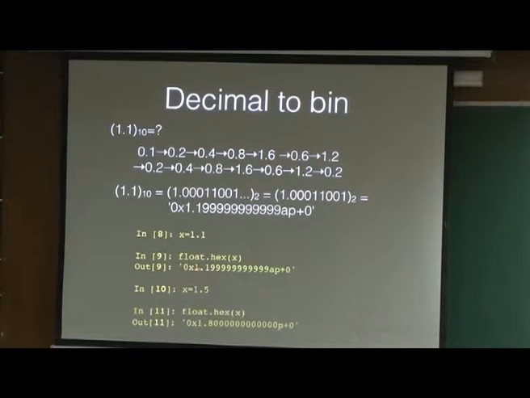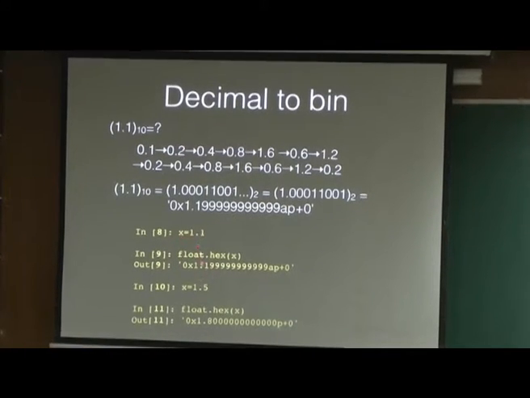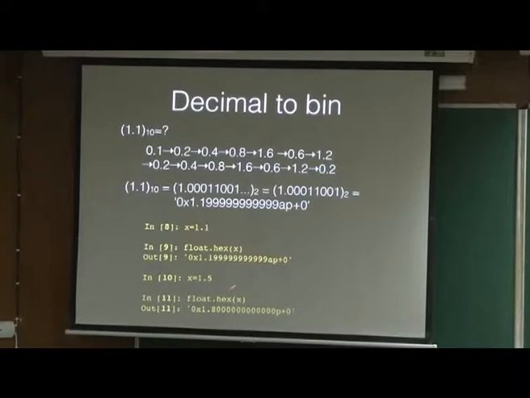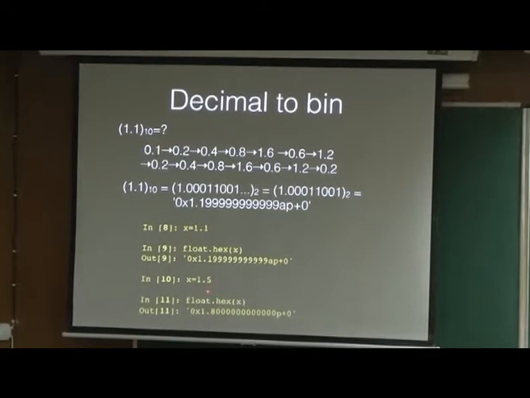So this is how you get the float hex. 1.1 float hex will be exactly the same number, and 1.5 can be represented accurately inside the computer. 1.5 is 1.1 in binary, because 1 by 0.1 will be 1 by 2, and 1 by 2 is 0.5.